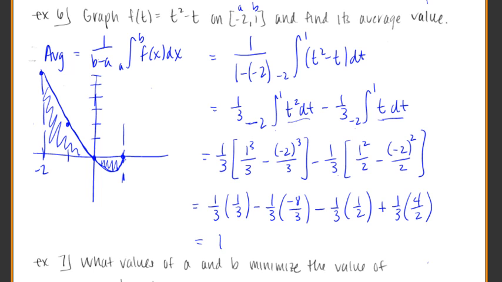And -1/6 plus 4/6 is 3/6. So 1 plus a half, and our answer is either 1 1/2, or if you want to write it as 3/2, either way. And right there is the average value for the function.